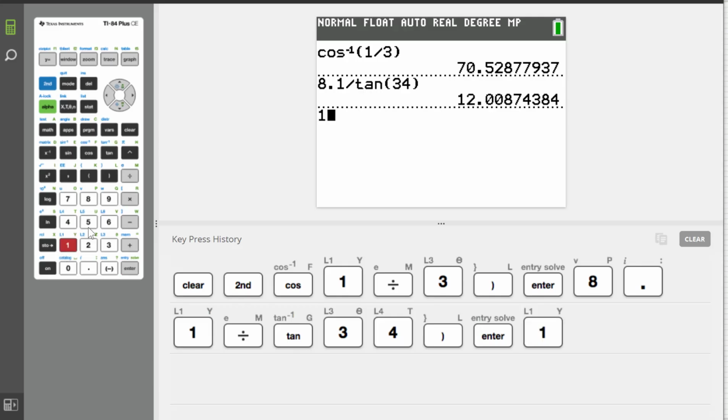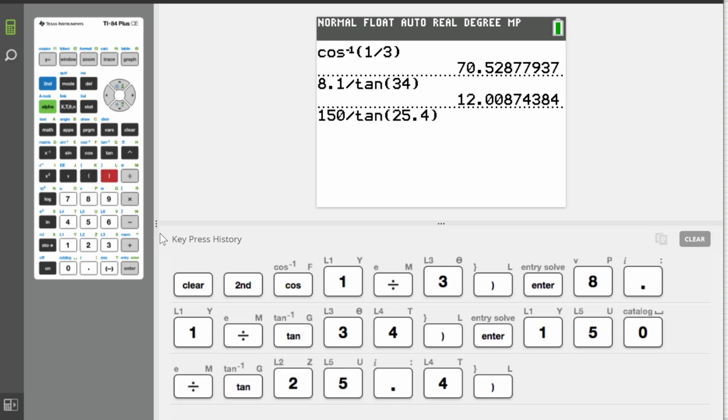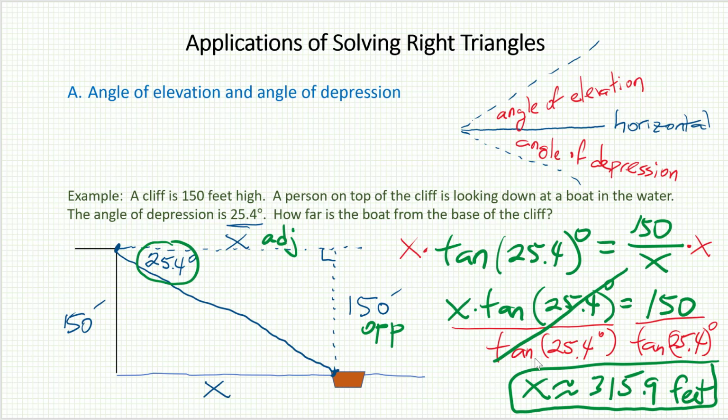So we'll type that in. 150 over tangent 25.4. I'm in degree mode. And here's my answer, 315.9 approximately. X is about 315.9 feet.